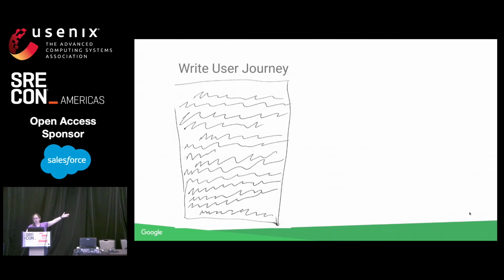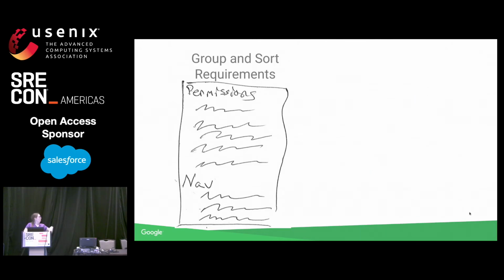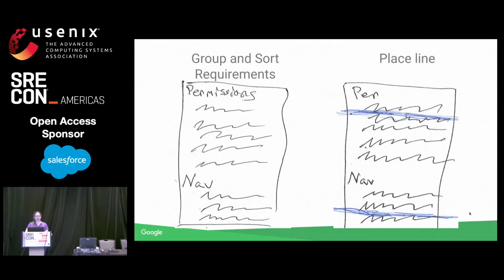Note that in each of these things, when we write the user journey, we should make sure we ask someone to review and make sure it's complete. When we highlight, we should have someone else verify we highlighted everything, because I missed something, and my manager noticed it, and so I got an extra requirement. Once you group and sort, you should probably have someone review that too. You don't need to as much, but it's a good idea. And you can place the line. And then other people do need to review this to make sure that you aren't sneaking anything in.